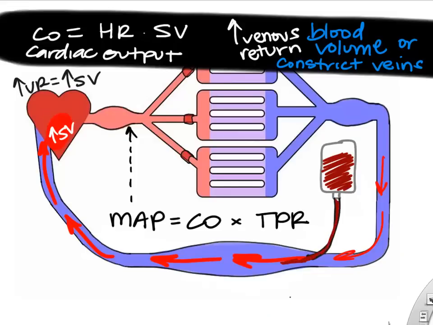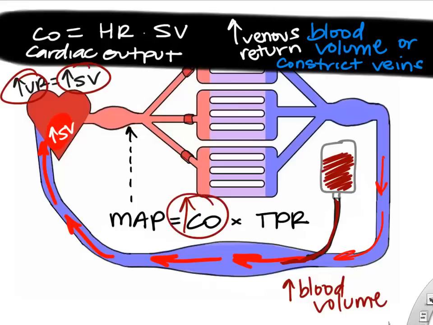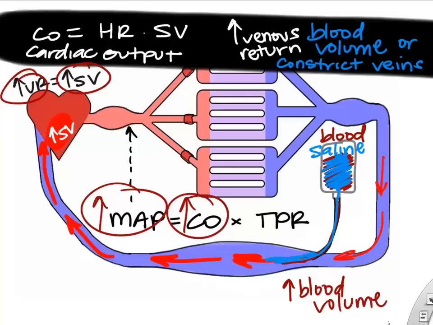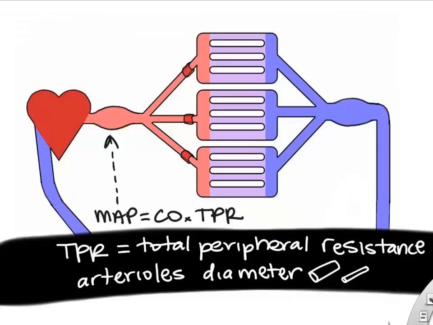Another way we can increase venous return is to add blood volume to the body, either through a transfusion or just make more blood. Again, it increases the amount of blood the heart pumps, which increases our cardiac output and our mean arterial pressure. You can even just give somebody extra saline, which will increase your blood volume as well. So again, these are ways we can increase our blood pressure.